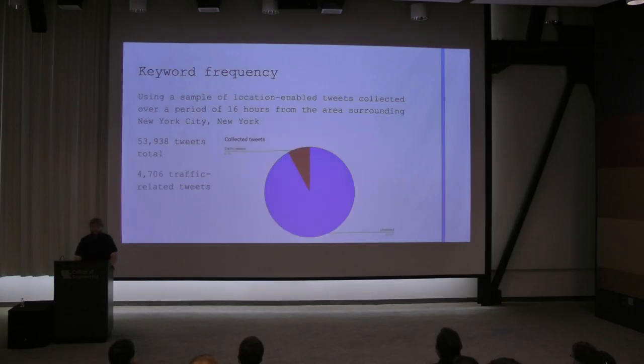In terms of keyword frequency, so over the course of 16 hours, we collected only geographically enabled tweets from an area around New York City. There were just under 54,000 tweets total that we collected, and after doing some filtering for traffic-related terms, such as street names in the area, and you know, bad traffic, collision, things like that, we got roughly 8% of those had potential to be related to our use case.